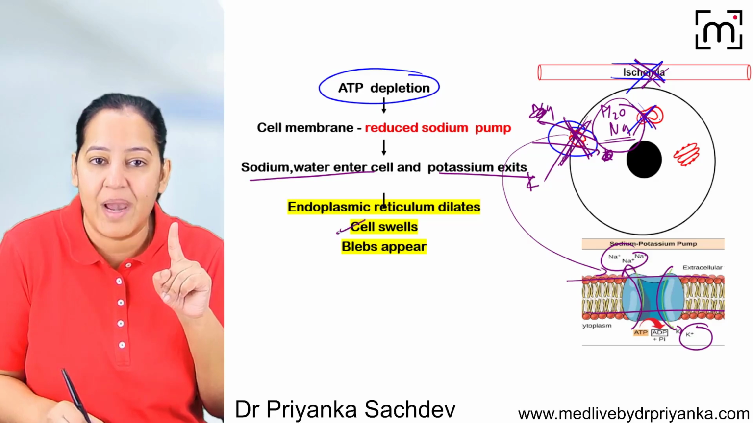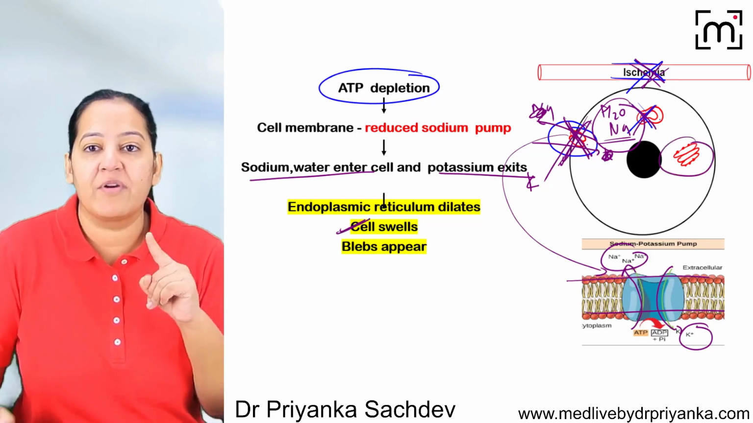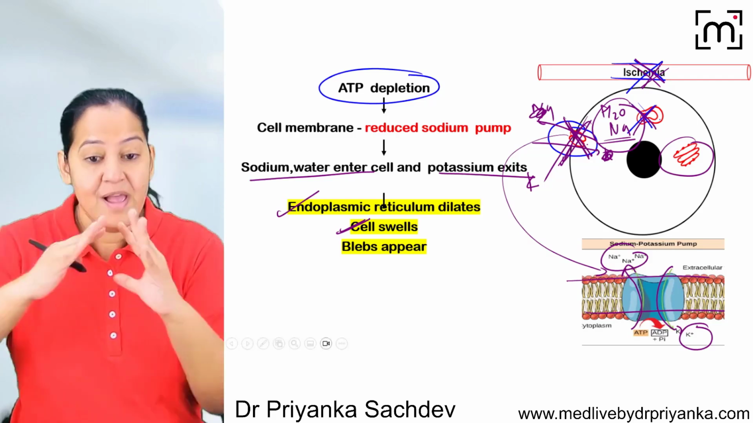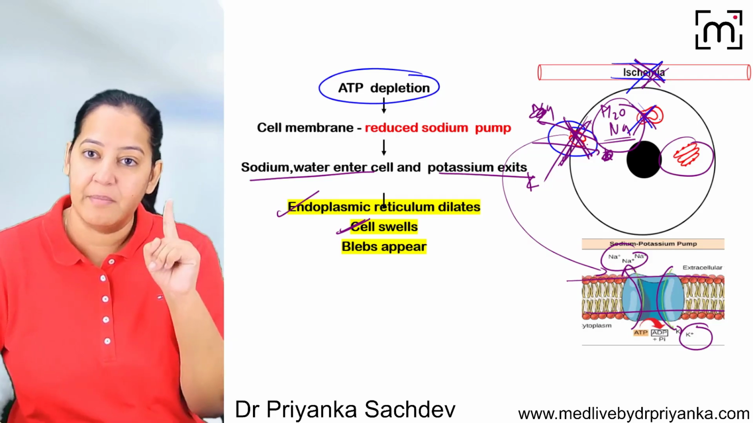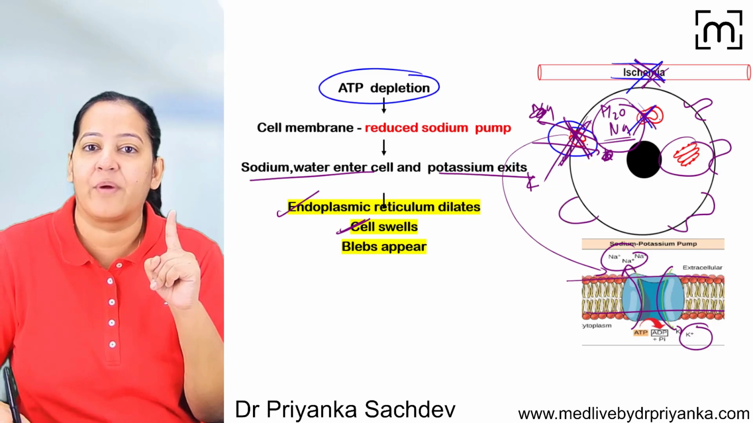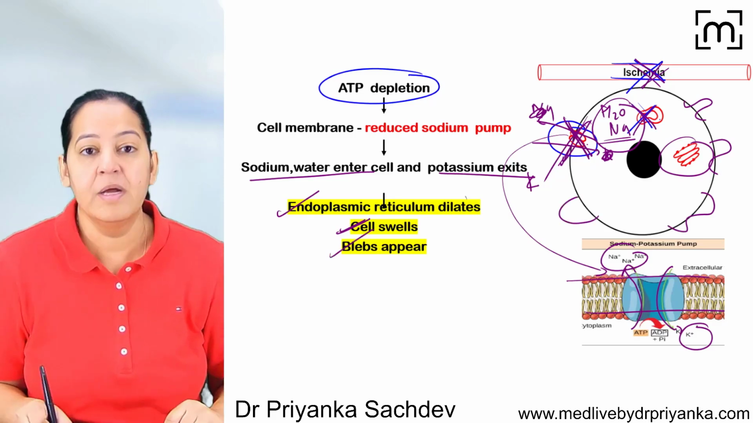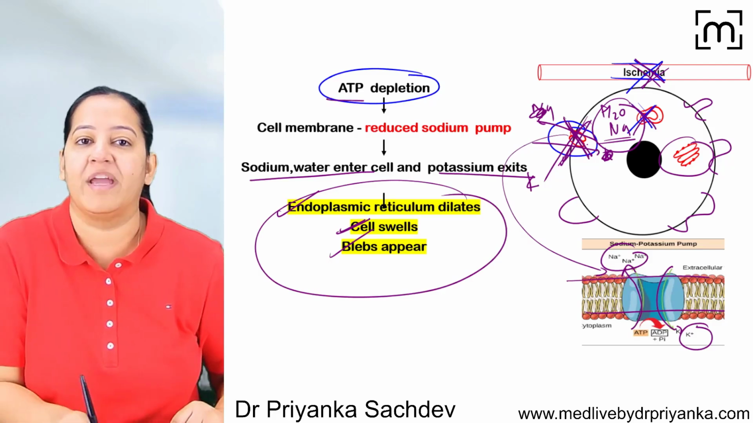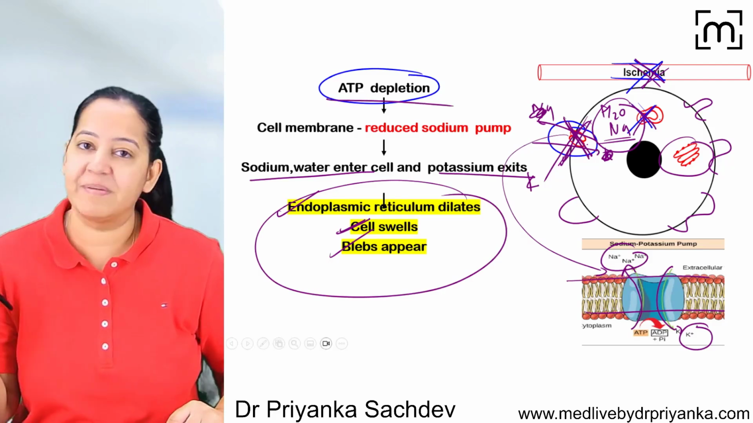The cell will swell. Inside the cell, the endoplasmic reticulum will also swell, and on the surface of the cell, small blebs will come. These are the blebs I am drawing. So this is how the cell gets injured. This is the first mechanism, due to ATP depletion: the sodium potassium pump is not functioning.